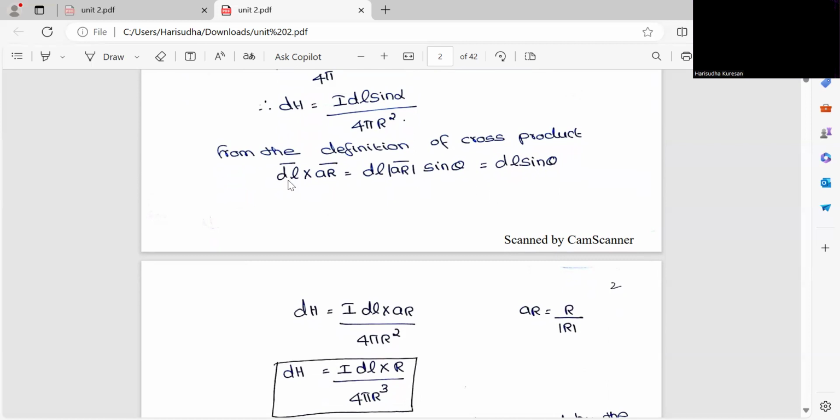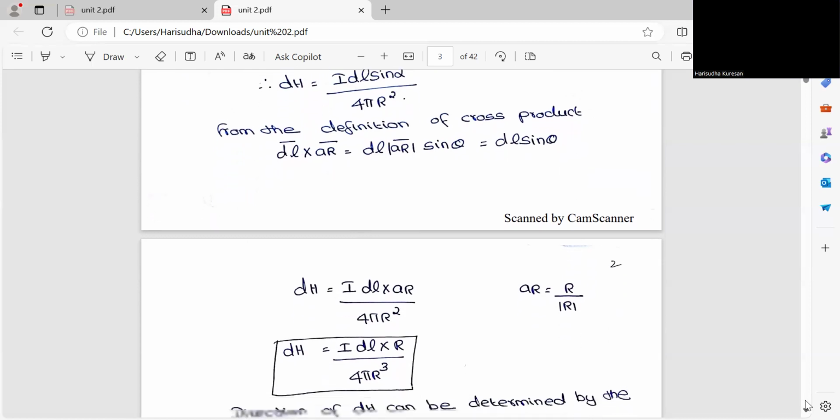Because we have arrived at dl cross aR is equal to dl, magnitude of the unit vector, into sine theta, where the magnitude is equal to 1. Therefore, we have wound up with dl sine theta or sine alpha. The same way it is over here, dl into sine alpha. So instead of dl sine alpha, we can also replace it with dl cross product with the unit vector. I've just replaced and written the equation again. Therefore dH is equal to I dl cross aR unit vector divided by 4 pi r square.